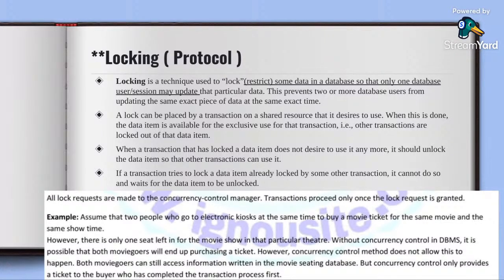Example, assume that two people go to electronic kiosks at the same time to buy a movie ticket for the same movie and the same show time. However, there is only one seat left for the movie show in that particular theater. Without concurrency control in DBMS, it is possible that both moviegoers will end up purchasing a ticket. However, the concurrency control method does not allow this to happen. Both moviegoers can still access information written in the movie seating database, but concurrency control only provides a ticket to the buyer who has completed the transaction first.